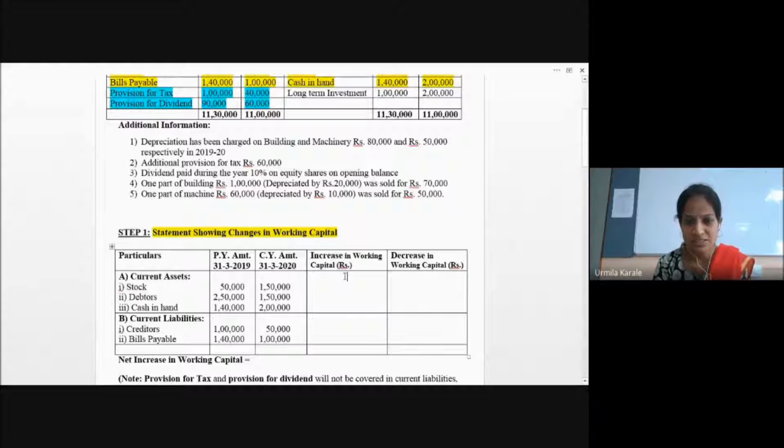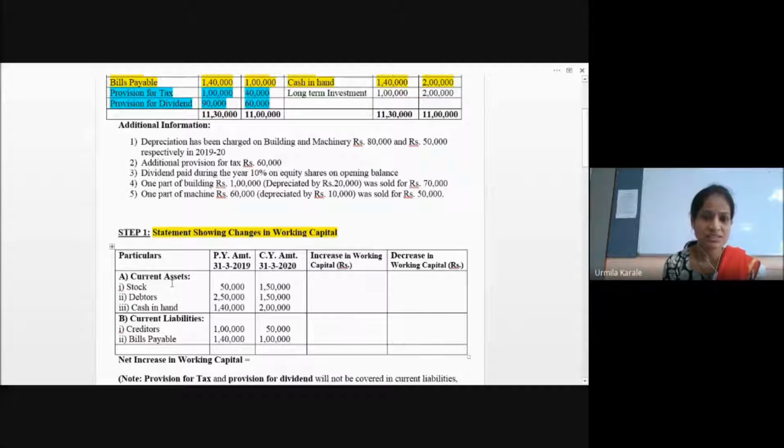Now, the next thing you have to do is identify increase or decrease in the working capital by applying the rules which I have already given you. Increase in the current assets results in increase in the working capital, decrease in the current assets results in decrease in the working capital. Current liabilities work in exactly the reverse way. If there is an increase in the current liability, then there is a decrease in the working capital, and if there is a decrease in the current liabilities, then there is an increase in the working capital. Apply those rules and find it out.